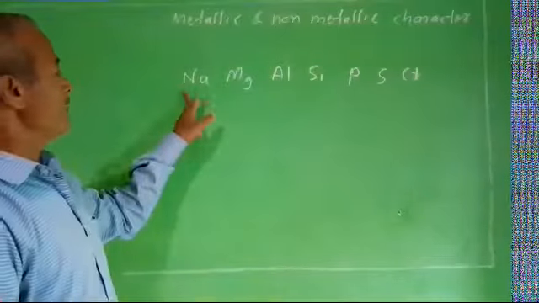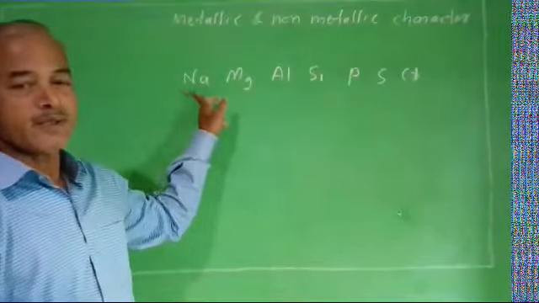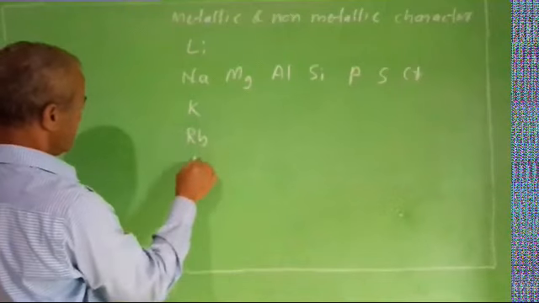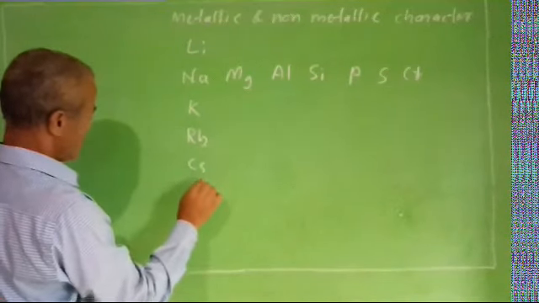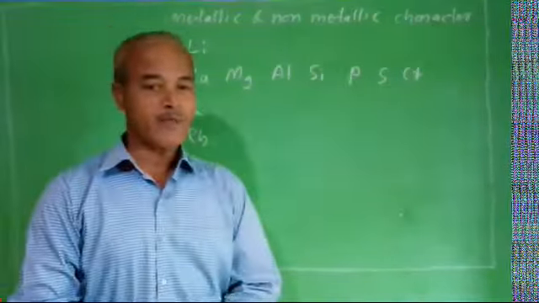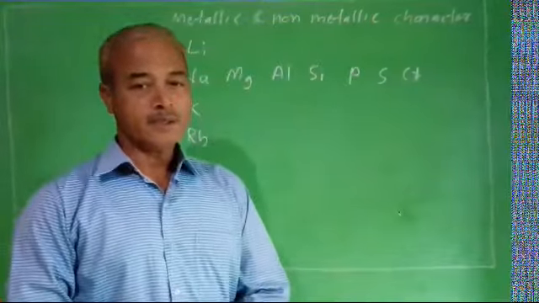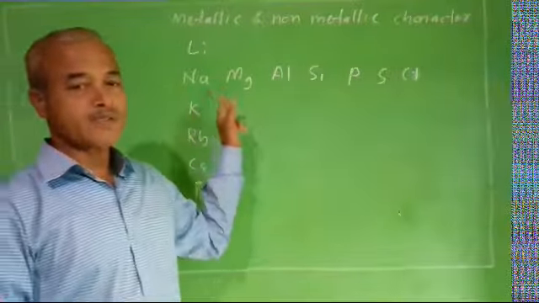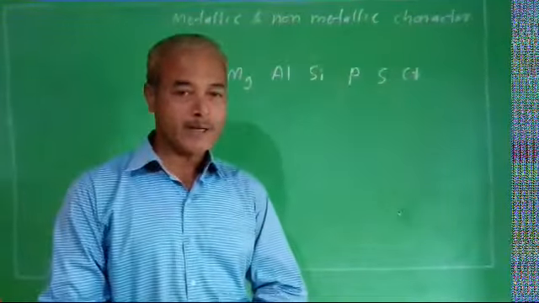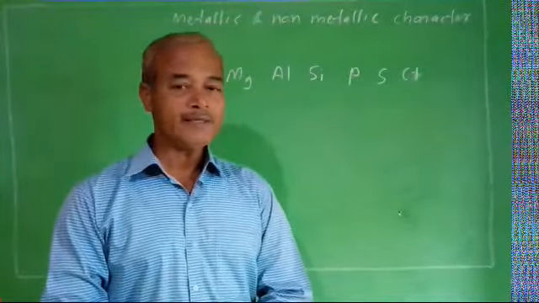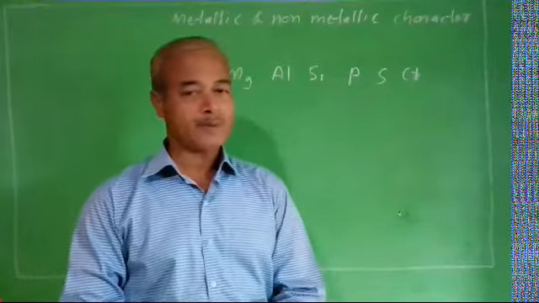These elements belong to the third period in the modern periodic table. These elements belong to the first group, alkali metals, in the modern periodic table. Now, from sodium, as we know, sodium has only one valence electron, so it can lose the electron very easily and form sodium ion.